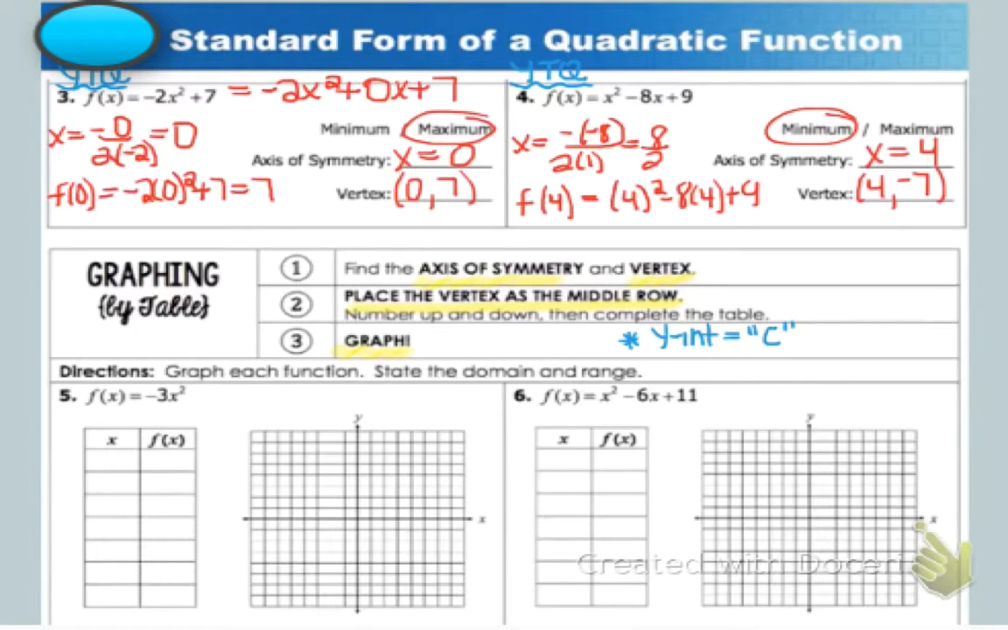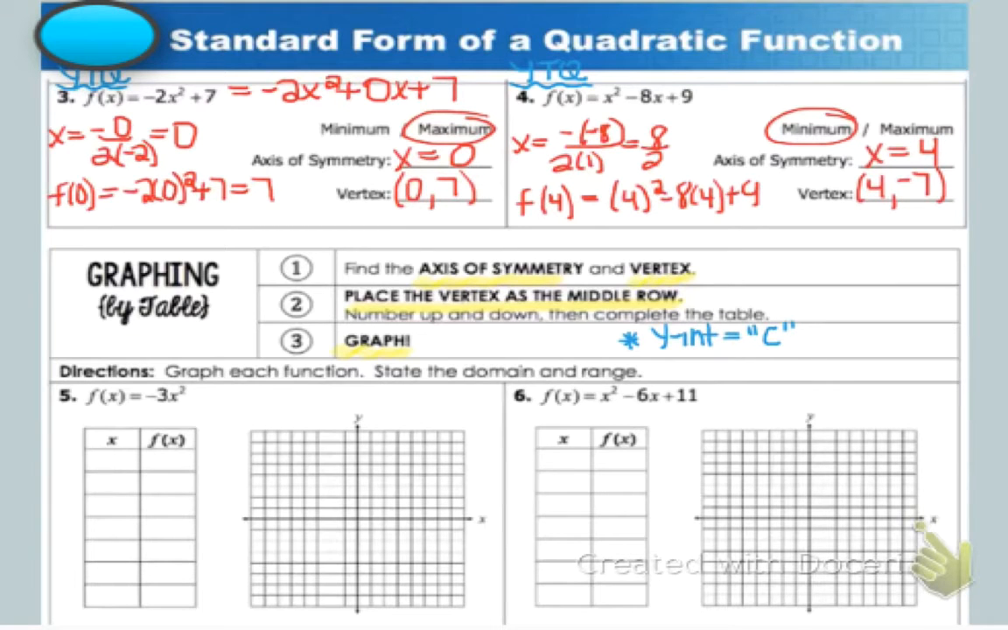Now, knowing that piece of information, the y-intercept, along with the vertex and the axis of symmetry, actually allows us to graph quadratics in standard form without necessarily completing a full table of values. Let's go ahead and take a look at some examples and put all this stuff into play.